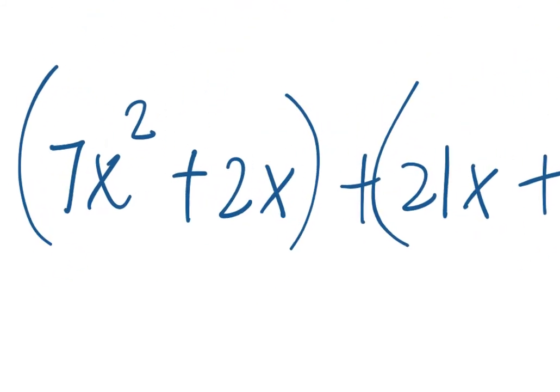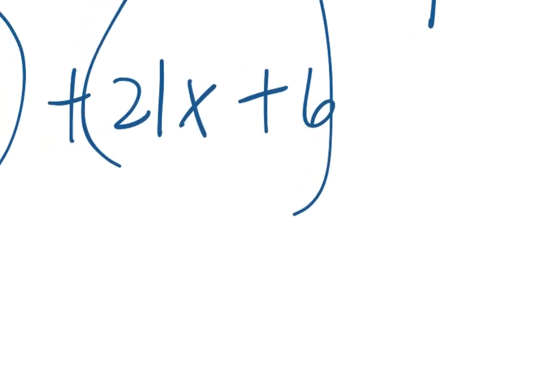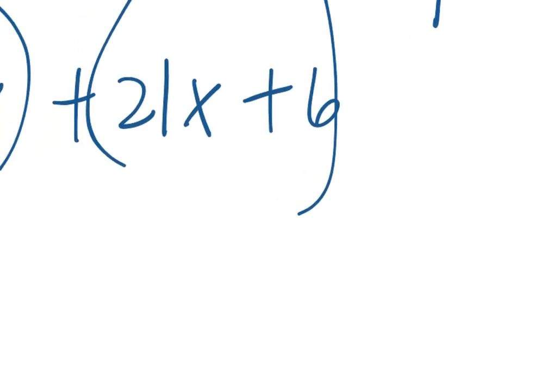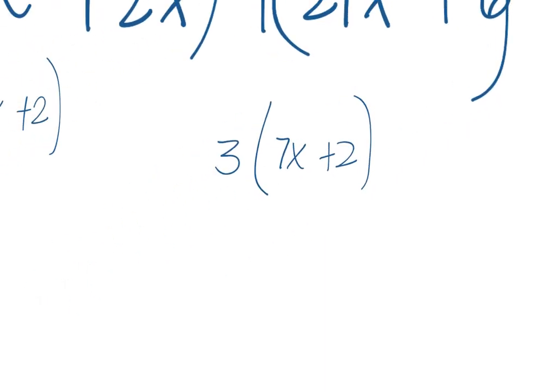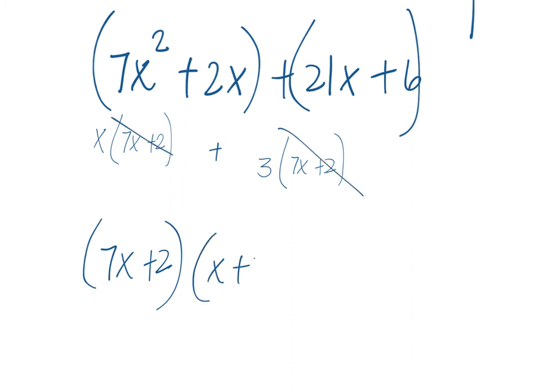In the front group, there is an x in common. If I take it out, I'm left with 7x plus 2. And in the back group, there is a 3 in common. And we're left with 7x plus 2. So now if you take out a 7x plus 2, you're left with x plus 3.